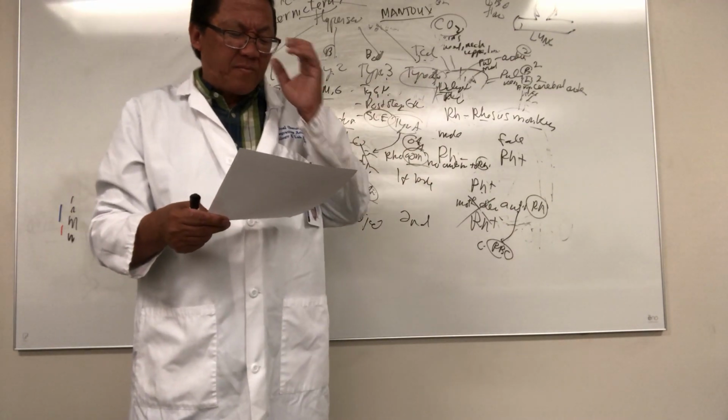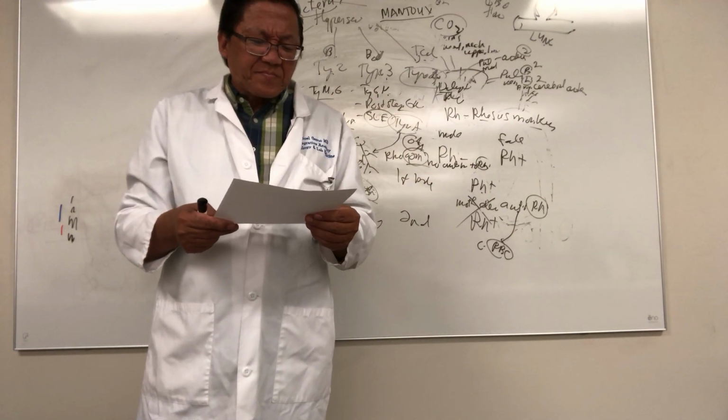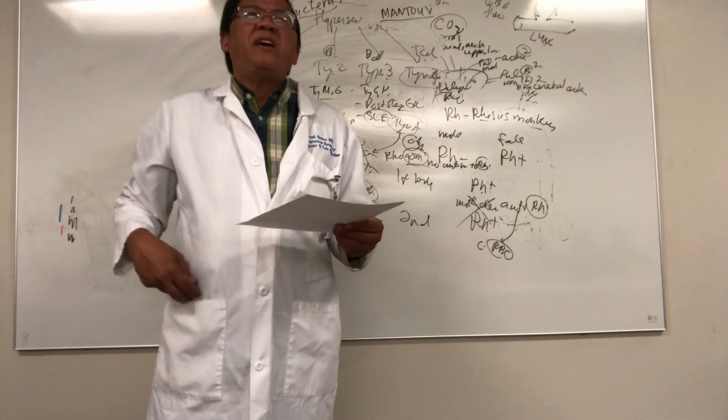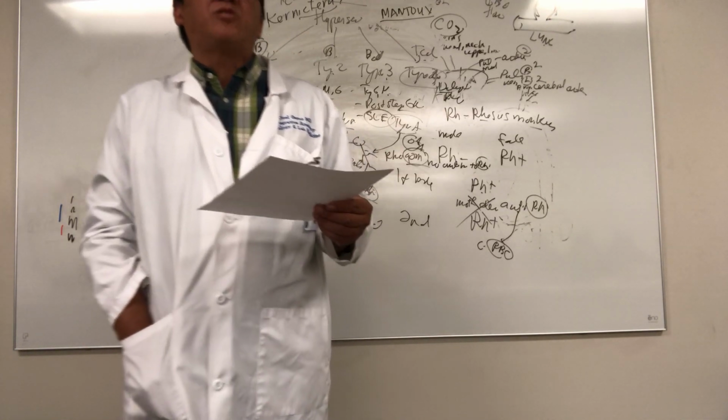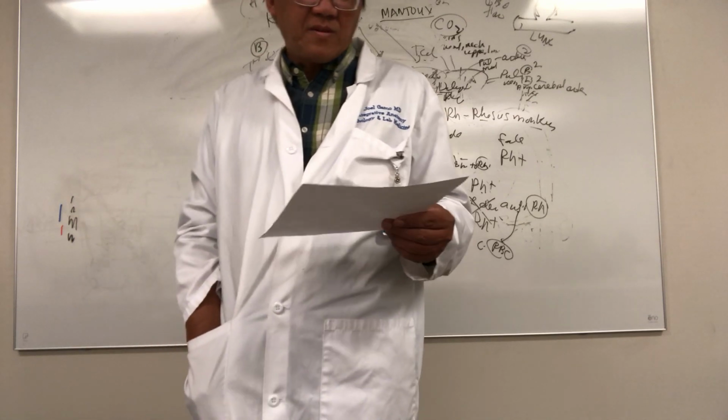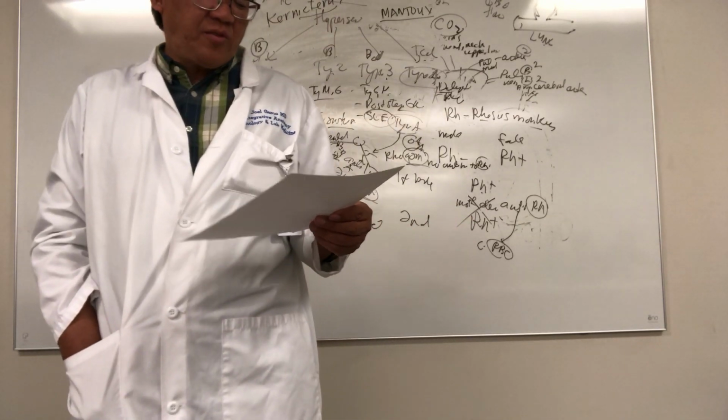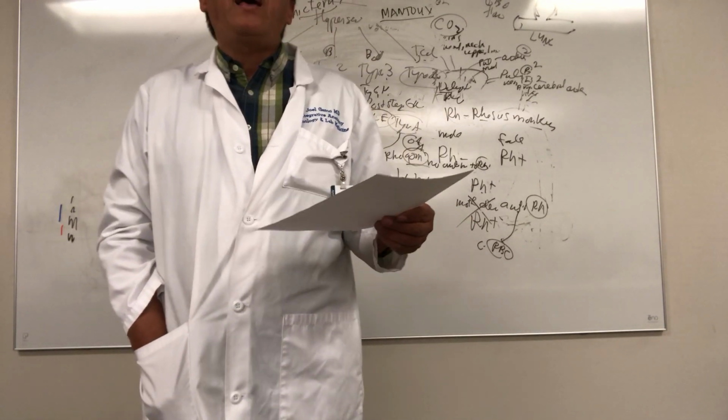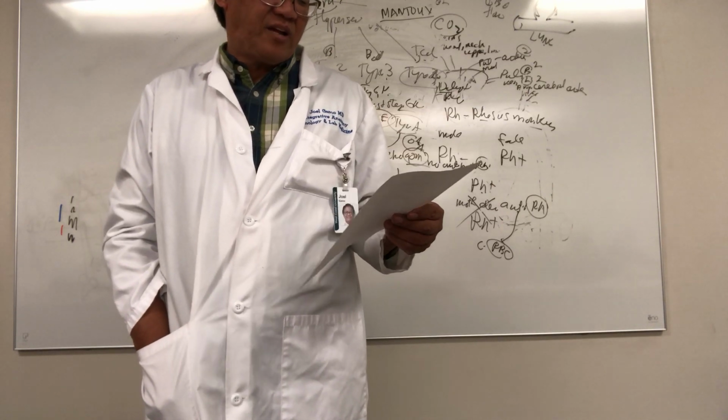Now what's next? Now leukemias. Which one is seen with the Philadelphia chromosome? CML. What about in children? ALL. So children is ALL, the rest are adults.